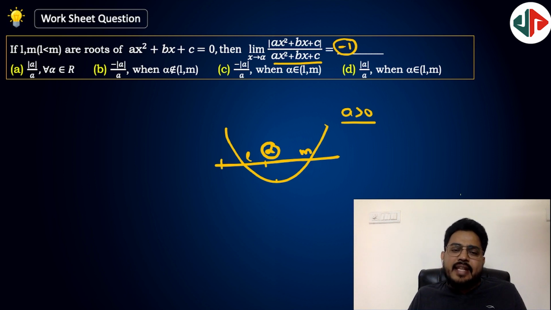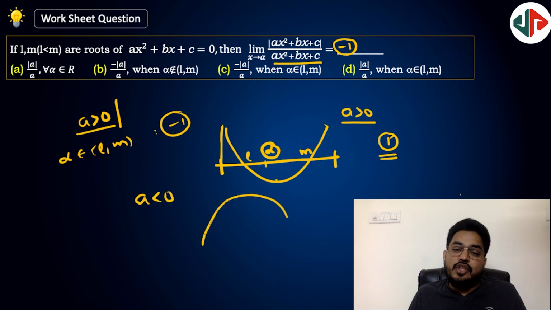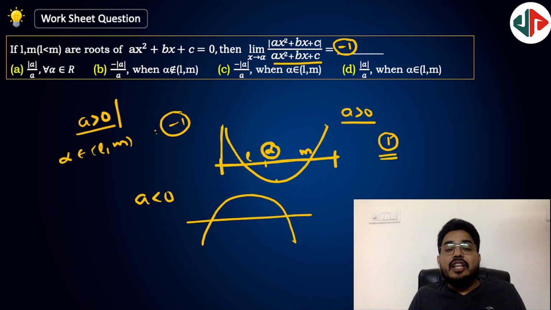And if alpha is here or here, in that case, the answer is always going to be 1. So irrespective of alpha, here A is greater than 0, alpha belongs to L comma M, answer is minus 1. And if A is less than 0 also, the curve is going to be like this. They are having the opposite sign.